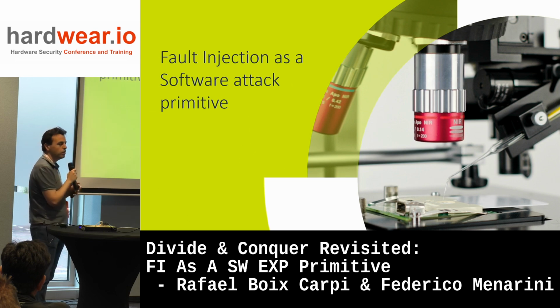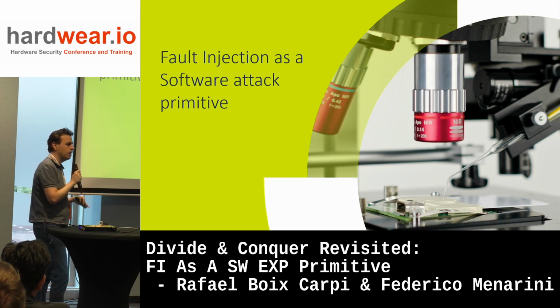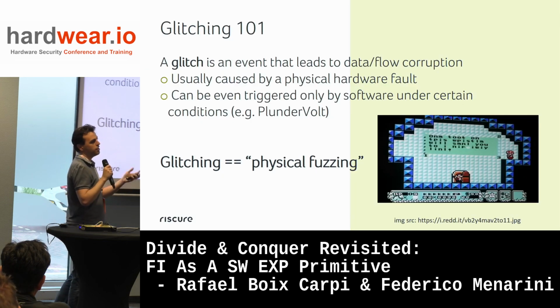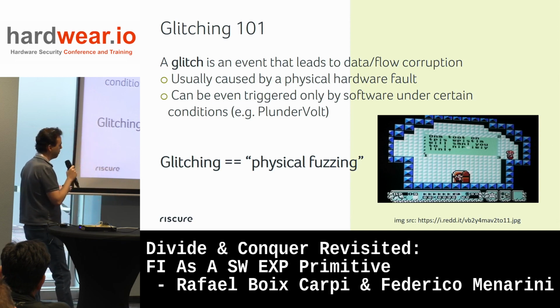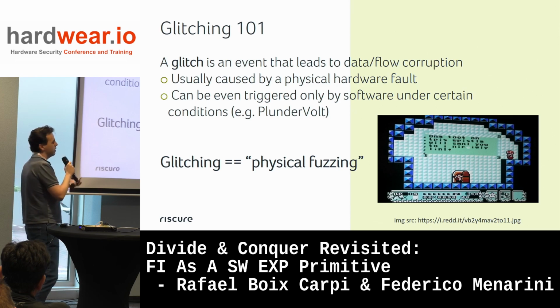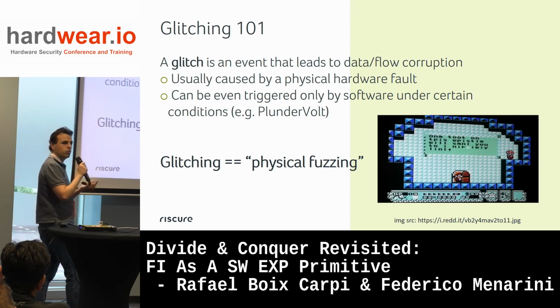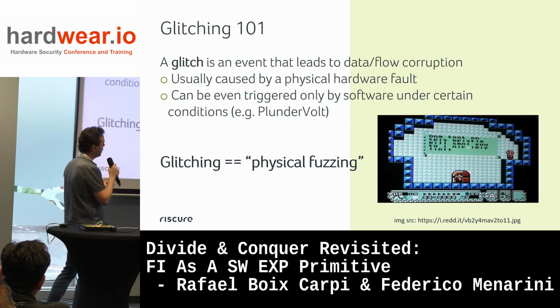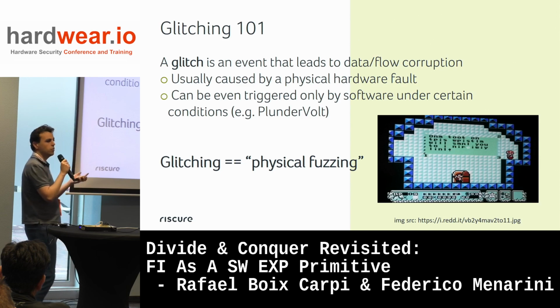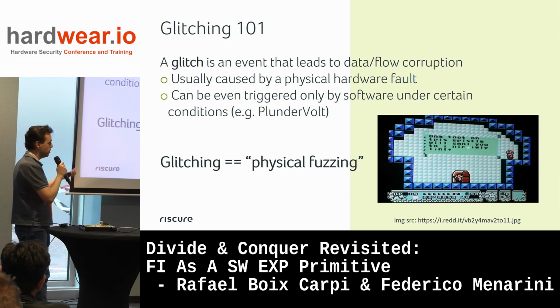Okay. So let's talk about glitching briefly before starting to explain the attack and how this works. About fault injection, you have had several talks that talk about it, but from a software point of view, if I try to describe glitching to software developers, a glitch is basically something that usually leads to some data or control flow corruption. Okay? Typically it can be triggered by physical faults. Nowadays, this can also be triggered by software means under certain conditions.